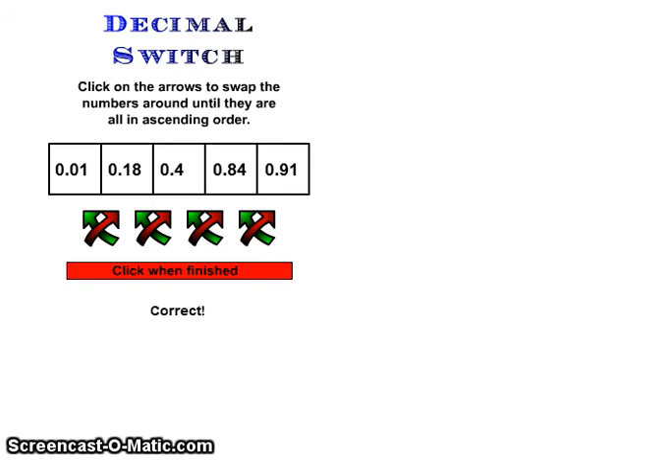Now that you're done, you have become a decimal master. Continue learning about decimals and have fun with them.